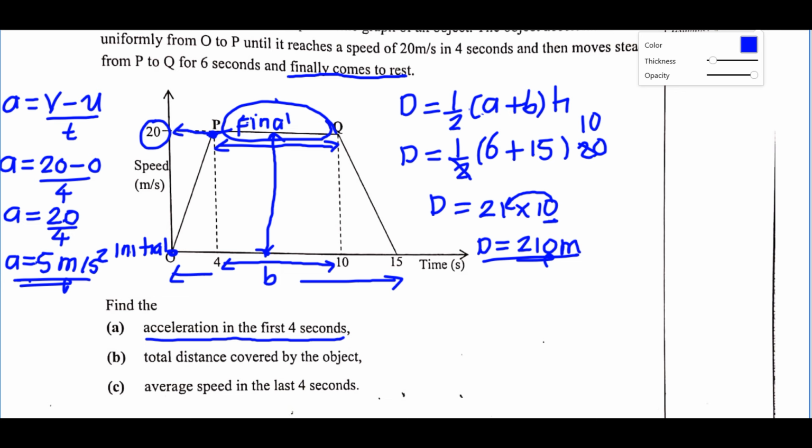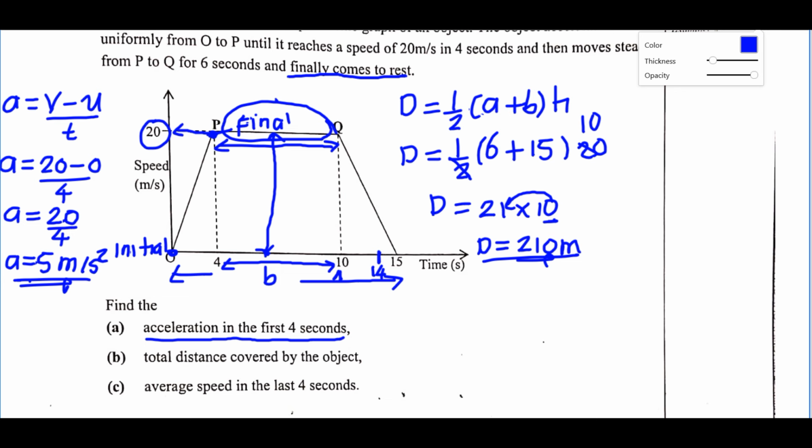Then for question C, we want the average speed in the last 4 seconds. So how can we find this? To find this, I'm going to do this. This is 10. And from 10, the journey is ending at 15 seconds. So in the last 4 seconds, the 4 seconds is somewhere here. This is where I'm going to put 14, because 10 plus 4 is 14. So we want the speed when the time was at 14.